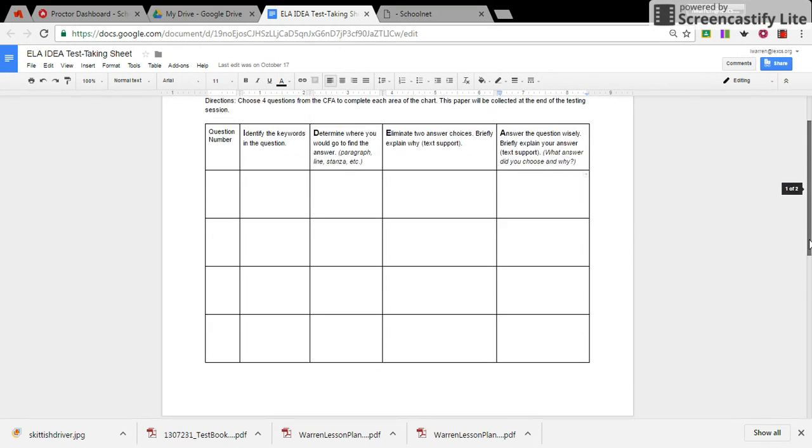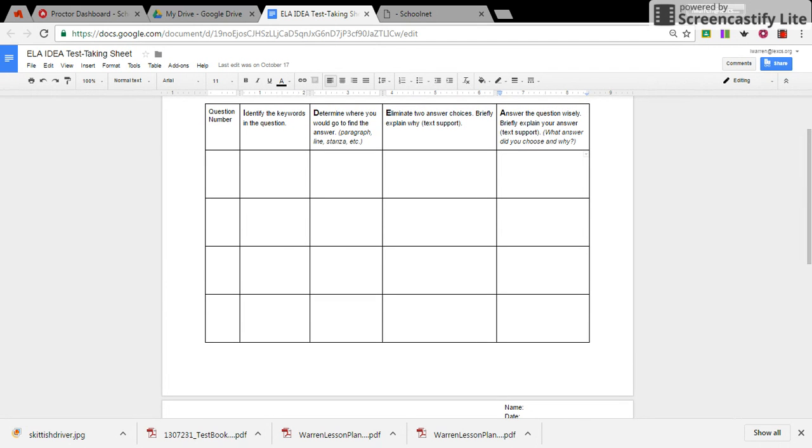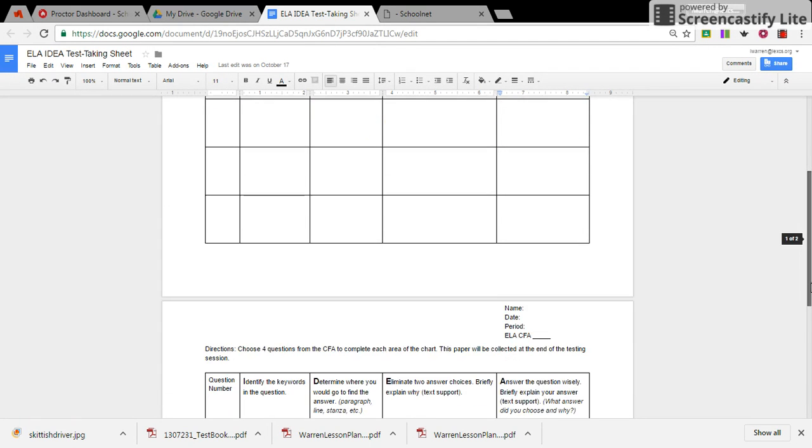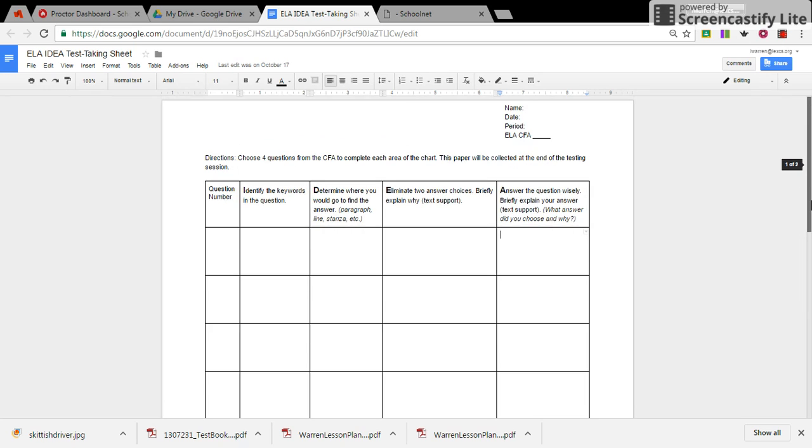And that is all. Again, you only have to do it for 4 of the questions. There's 7 questions, only do it for 4. And you will turn that in along with your CFA, and that will count towards the CFA. It will count as a separate grade as far as participation goes.